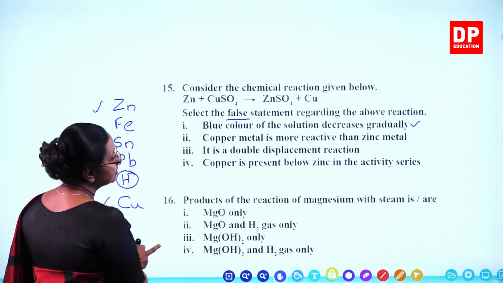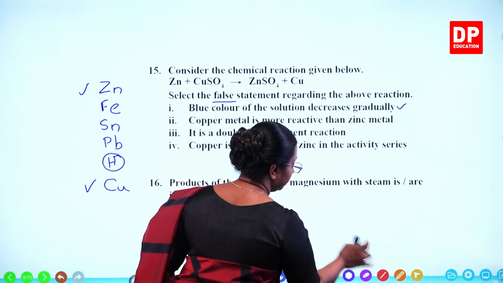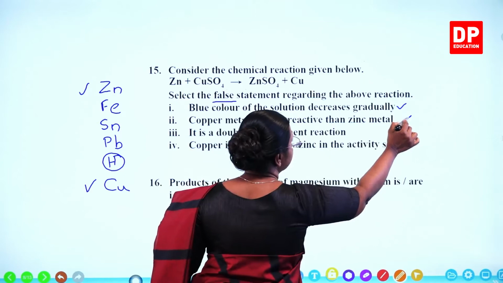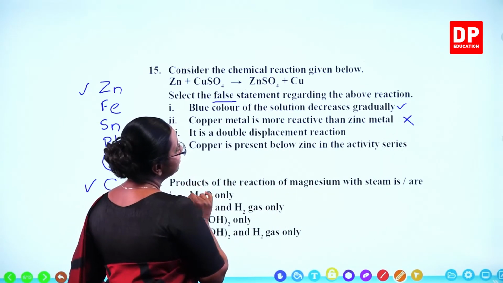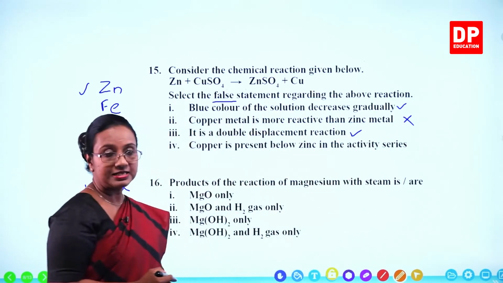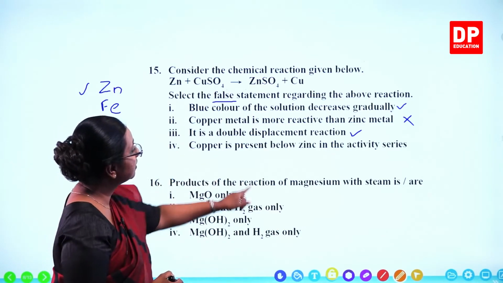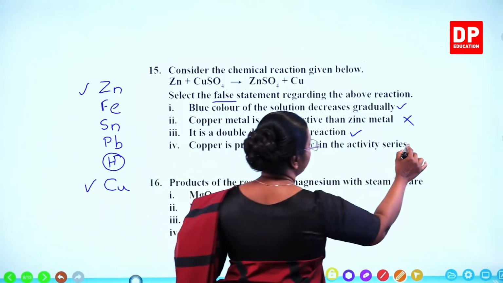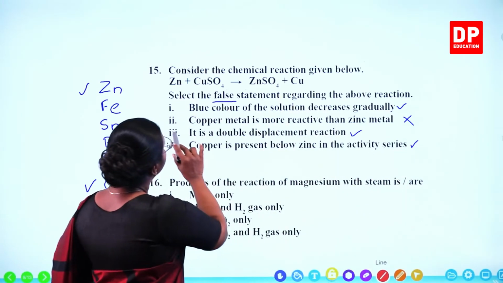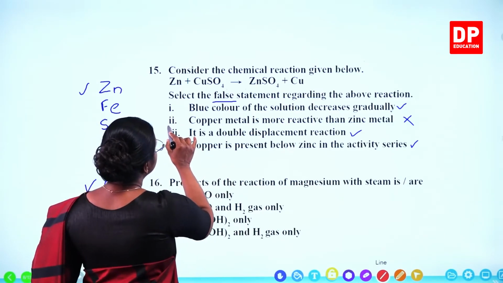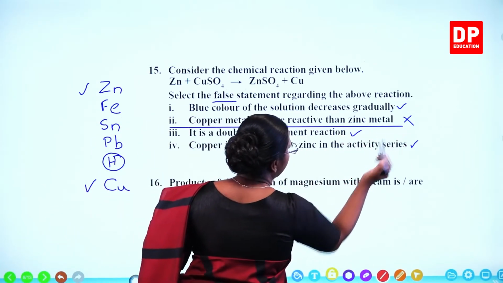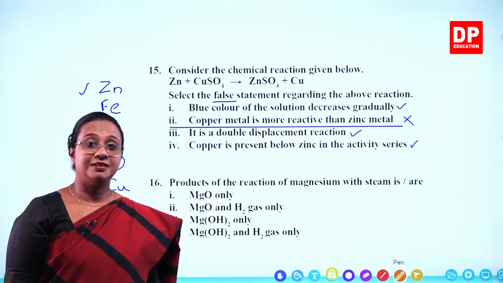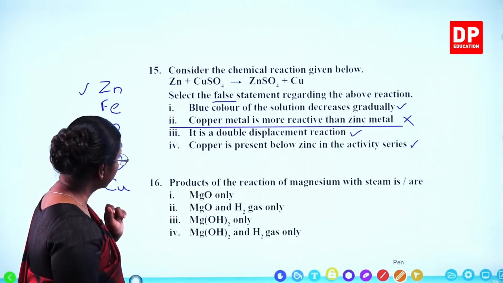So look at this answer. Copper metal is more reactive than zinc metal. It's incorrect. It is a double displacement reaction. Yes, we discussed that. And copper is present below zinc in the activity series. That is also correct. So what is the false statement? That is, copper metal is more reactive than zinc metal. Can you all understand that? Okay. So then question number 16.